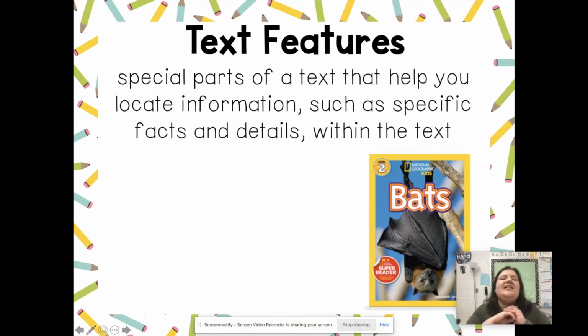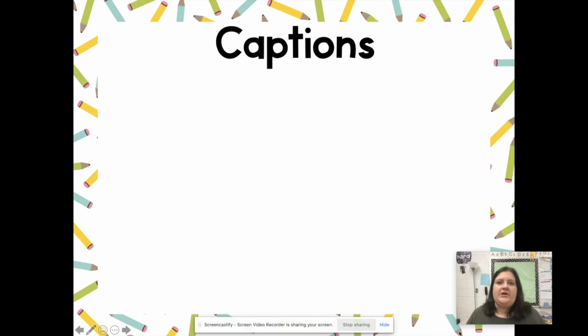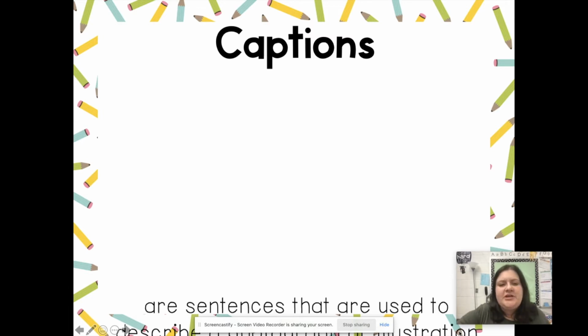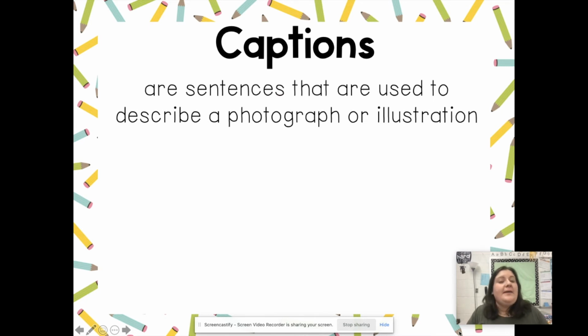Now, there are a lot of text features out there, and you did learn some in first grade and even kindergarten. But today I'm going to review with you some of the text features that we focus on here in second grade. And the first one that we talk about is captions. What exactly is a caption? A caption is a sentence that is used to describe a photograph or an illustration. A photograph is a real-life picture, while an illustration would be a drawing.